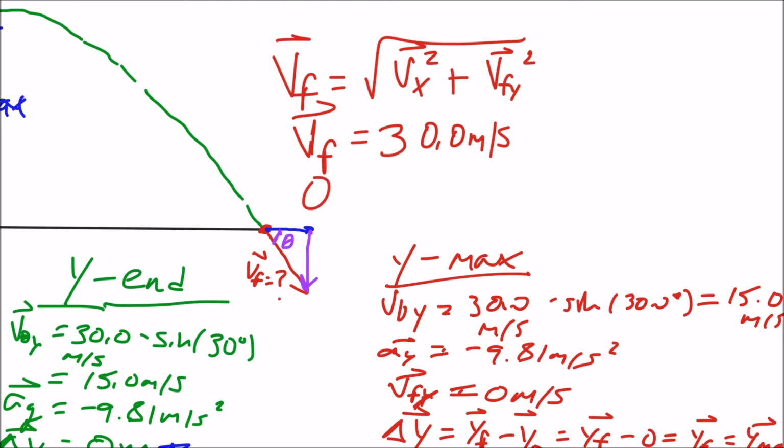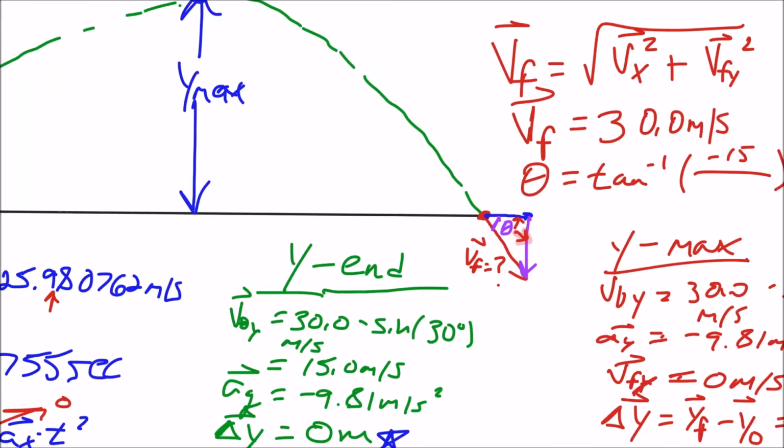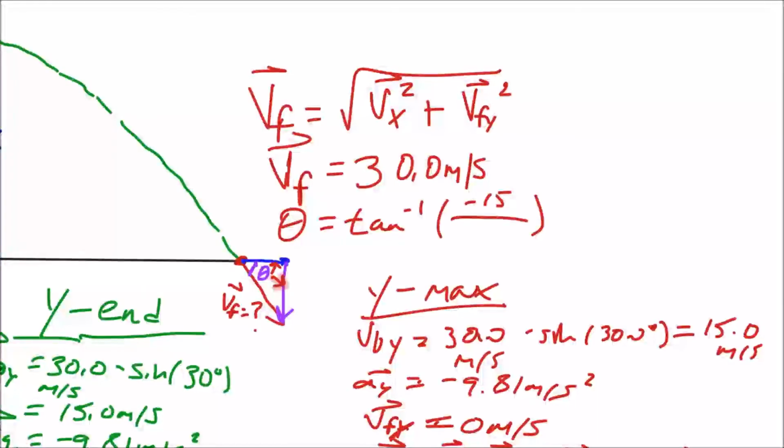Now we have to get our angle theta. So theta is going to be the inverse tangent of the opposite over the adjacent. Now, the opposite from this angle theta here is our y, and the adjacent to our angle theta is our x. So that means we're going to have the negative 15 up here, and we're going to have the 25.98 number down here. And when you do that, you're going to get negative 30 degrees.